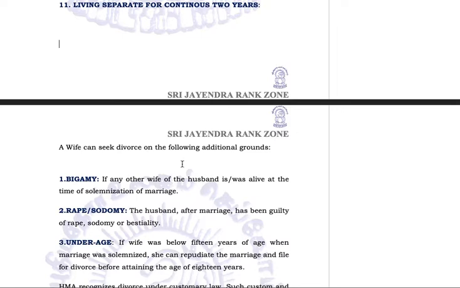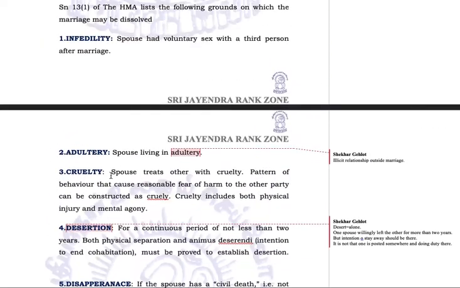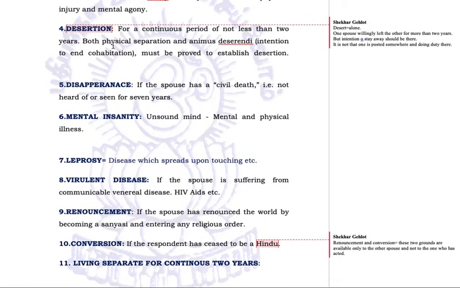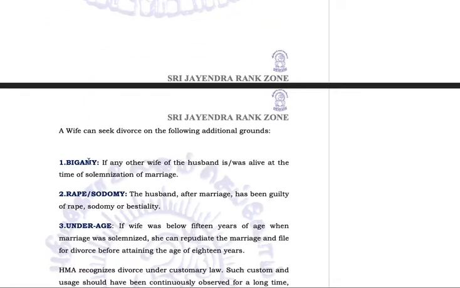The husband cannot say this; it is only for the wife. If the wife is marrying another husband a second time, he cannot take divorce on the ground of bigamy. He can take divorce on the ground of adultery or infidelity or desertion as well. But he cannot take divorce on the ground of bigamy. This is applicable only to the female counterpart of the marriage.